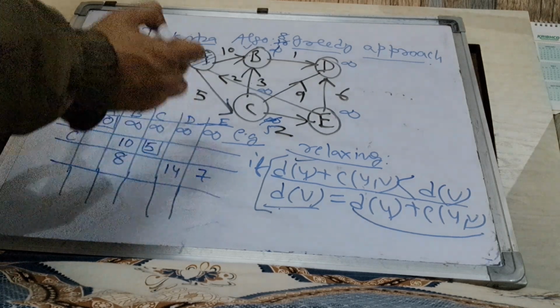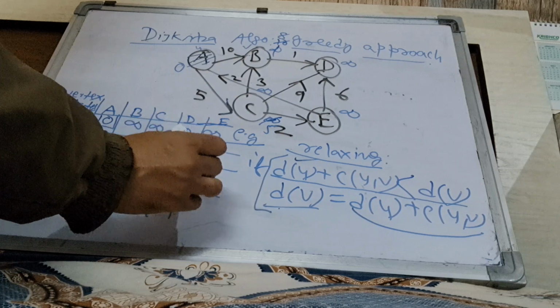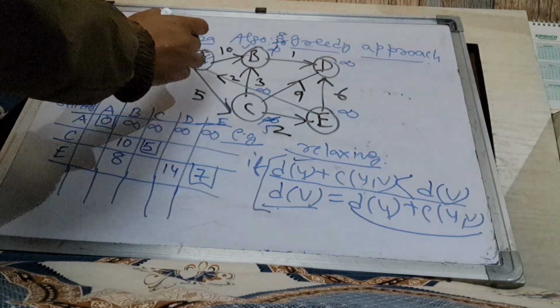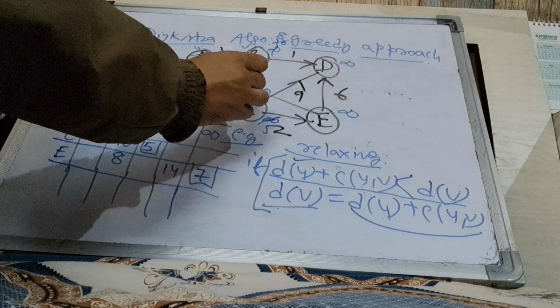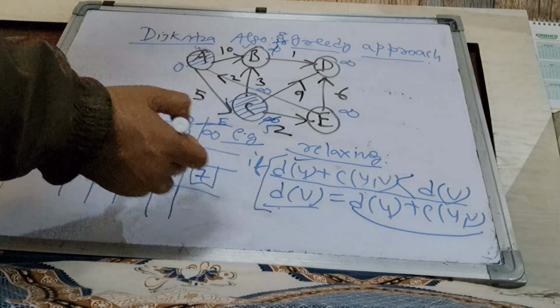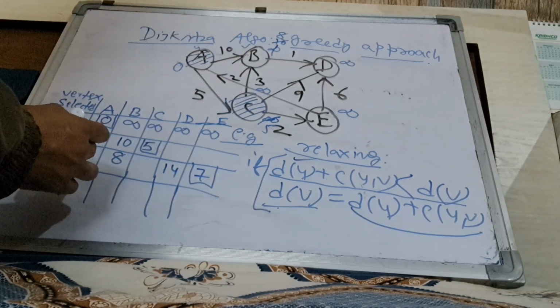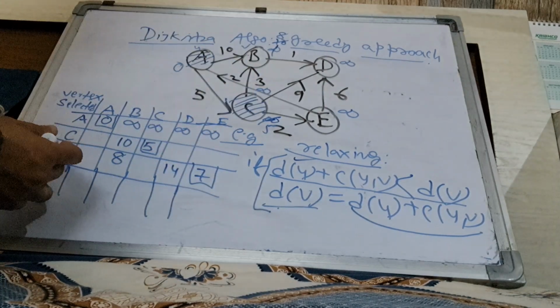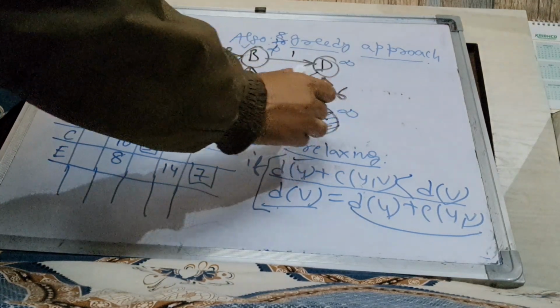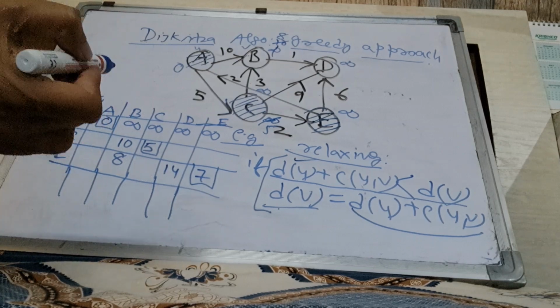Now out of 8, 14, 7, which one is minimum? E is minimum. So we will be selecting the new vertex. A has already been selected. Whatever vertex has already been visited or selected, we will not revisit again. So similarly C will not be revisited again, meaning its cost will not be updated. Similarly E will not be updated because now in this step we have selected E.